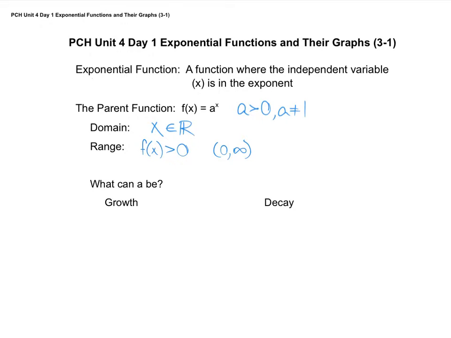And that, by the way, means that y equals 0 is what? It's horizontal. There we go. It's an asymptote. It's a horizontal asymptote. Okay?